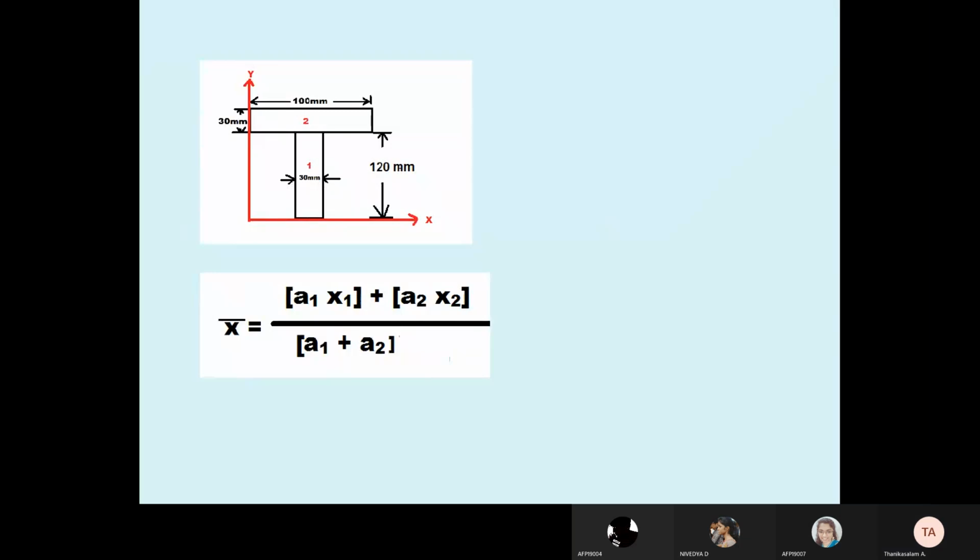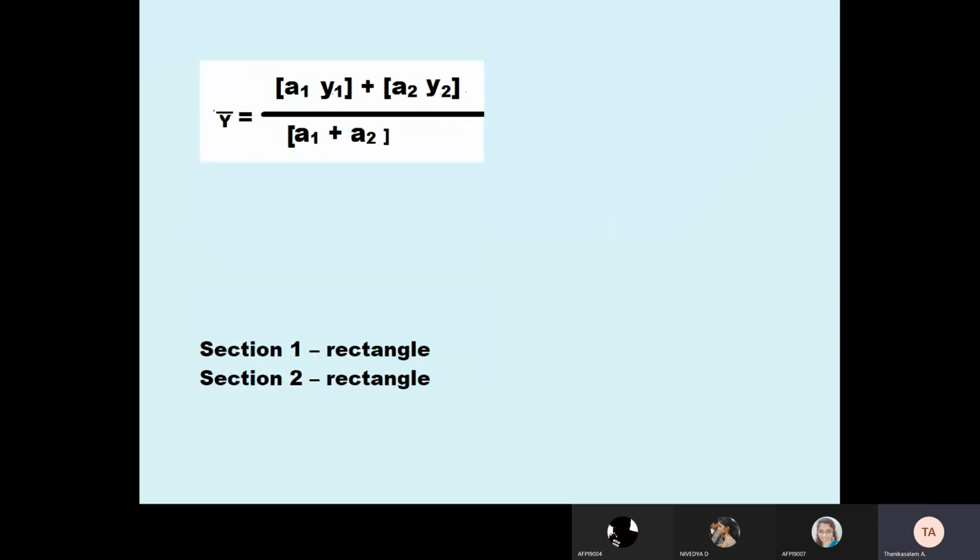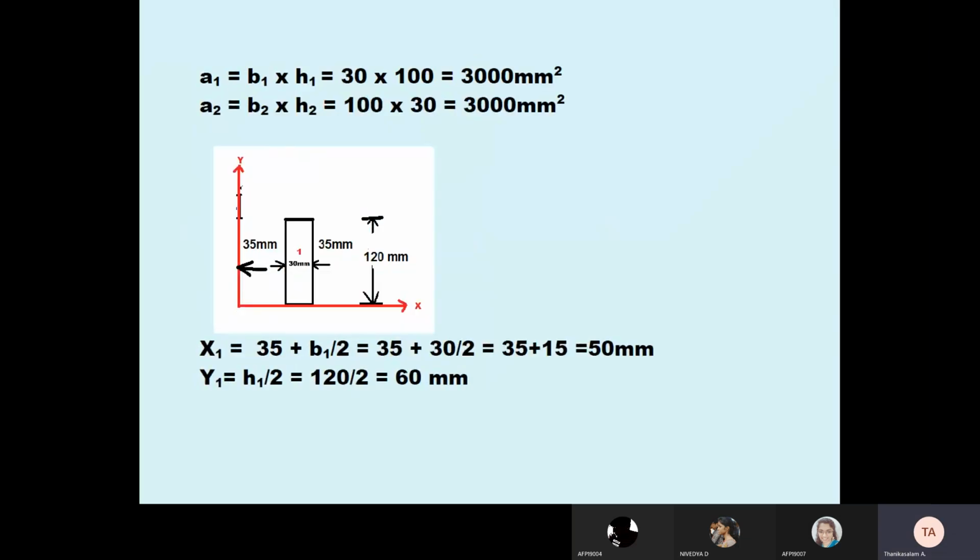So what is A1? Then the Y formula: y bar equals A1 Y1 plus A2 Y2 divided by A1 plus A2. Y1 means the vertical center distance for section 1. Y2 means the center distance for the second section. I have written the formula here. What is the rectangle formula? Area is B into H. So I mentioned B1 H1: B1 is the first rectangle's base, H1 is the first rectangle's height.